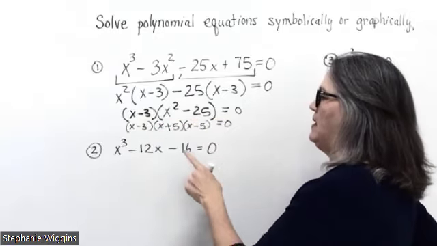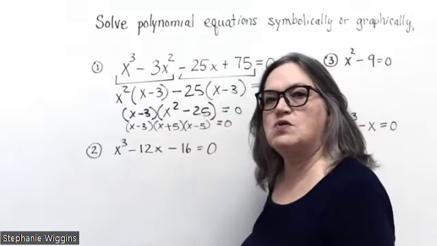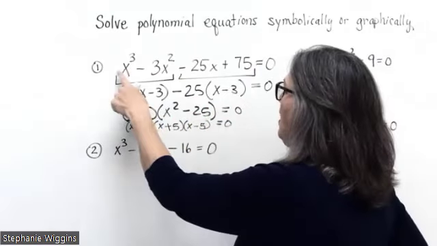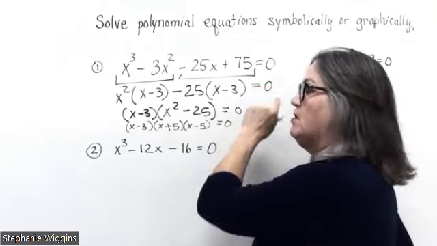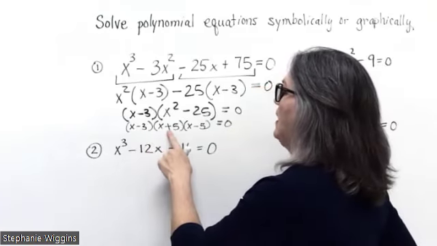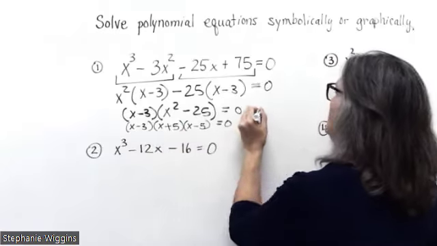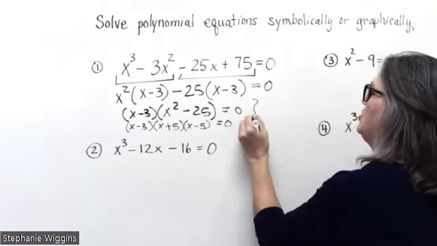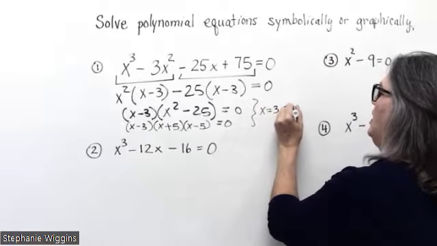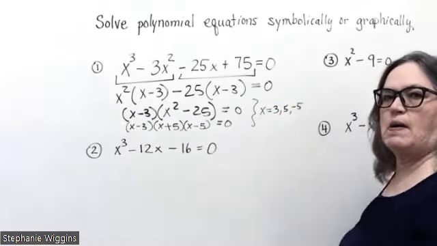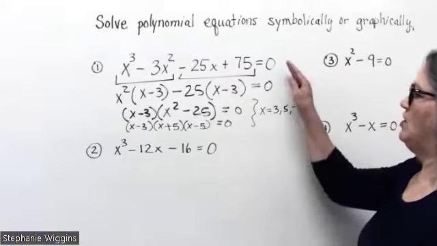Now I can see the zeros of this polynomial. I'm looking for the zeros because I'm wondering when it is equal to 0, and they are 3, -5, and 5. So those are the solutions: x equals 3, 5, and -5. Those are the solutions to my polynomial equation.